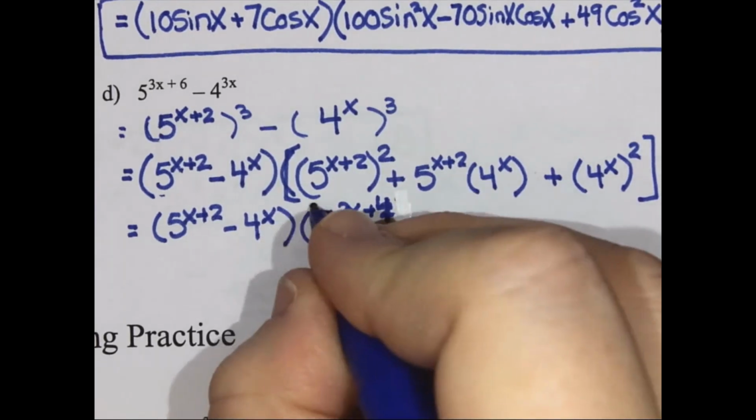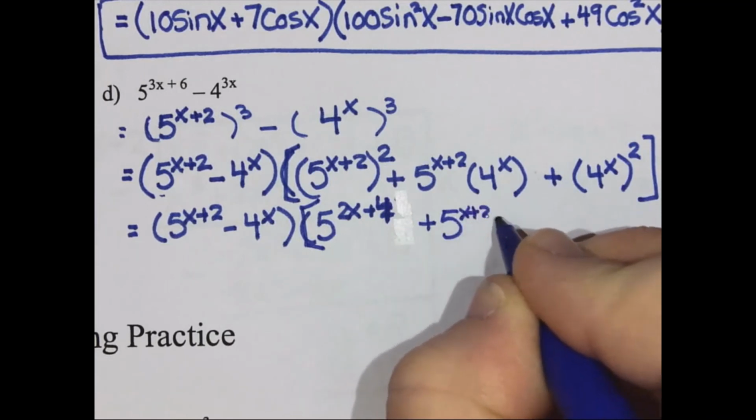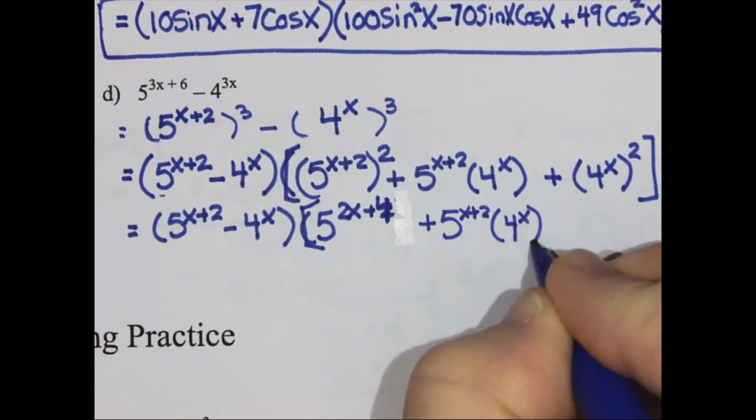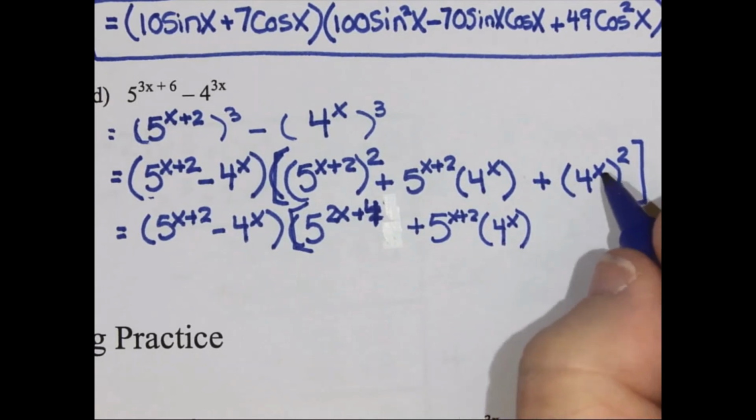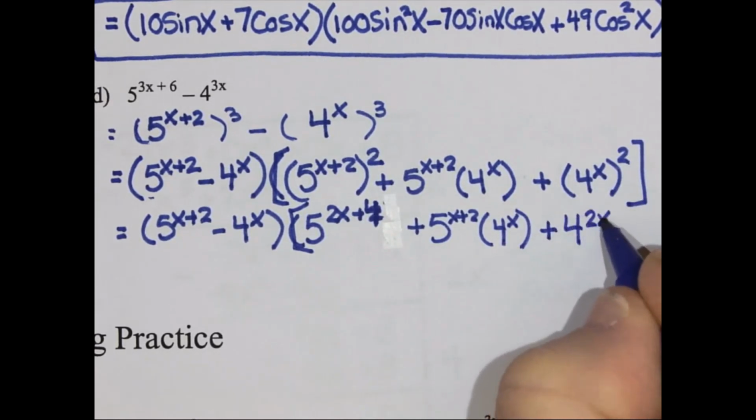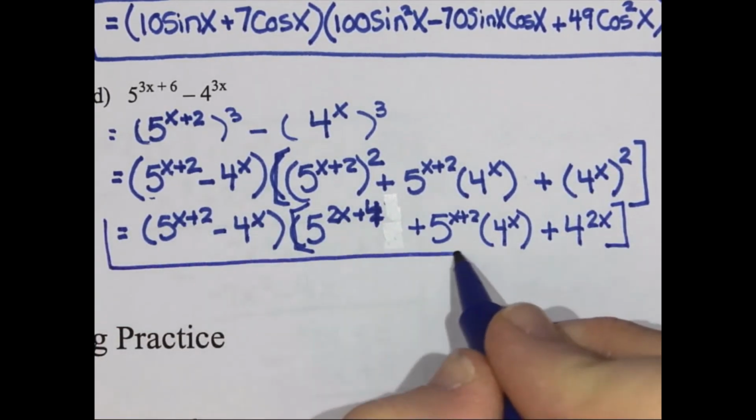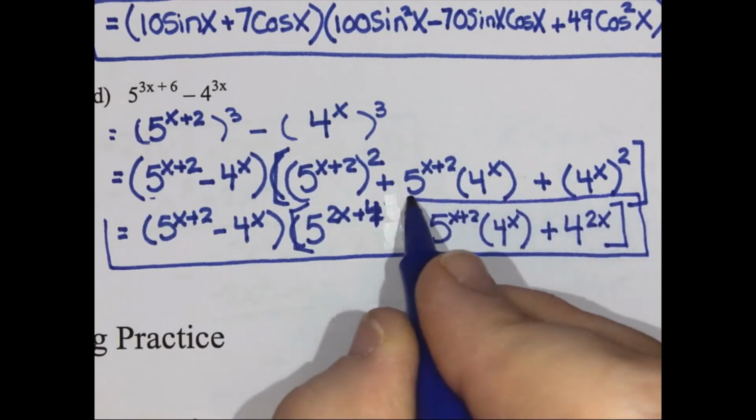All right, so I'm going to have 5 to the power of x plus 2, and then times 4 to the x. And then up last, 4 to the x squared, we multiply those together. That's going to give me 4 to the power of 2x. And that's my final answer. Exponentials are always a little weird. It's just the way they are.